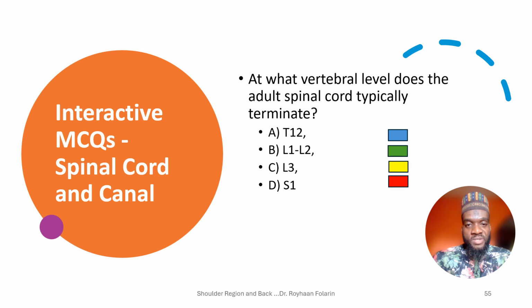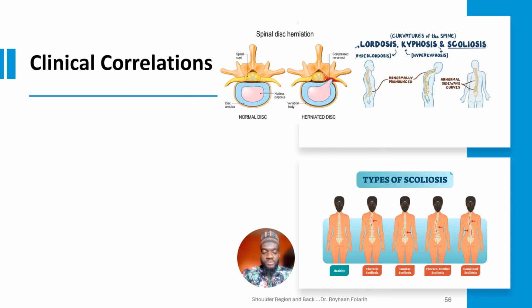At what vertebral level? You have your cards. 1, 2, go. At what level? Did you say L3? That's not correct. Did you say S1? That's not correct. Congratulations if you flashed your green cards, because the correct answer is L1 to L2.